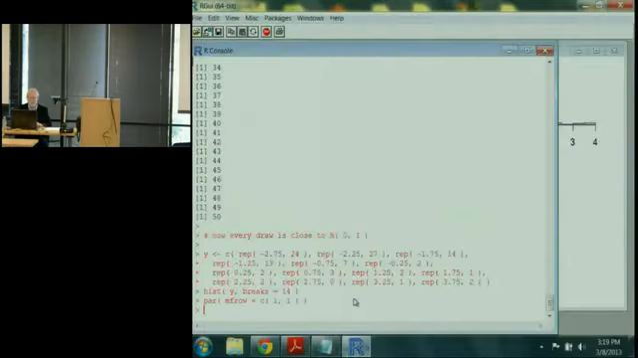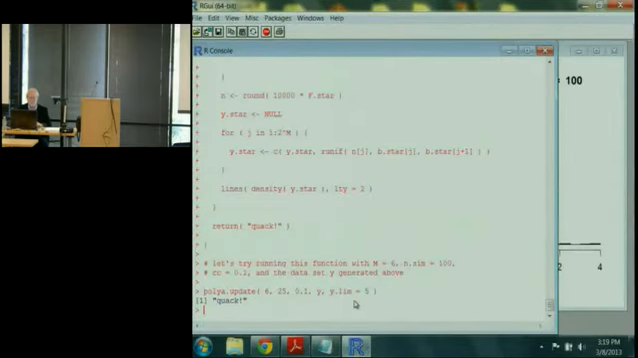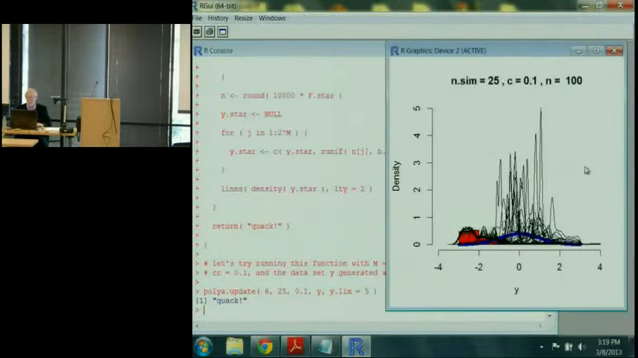And I made things in Technicolor. So the red histogram is the data values. The dark blue curve is the standard normal centering distribution. And the dotted lines are draws from the posterior. So what would you have expected with c equals 0.1 and n equals 100?